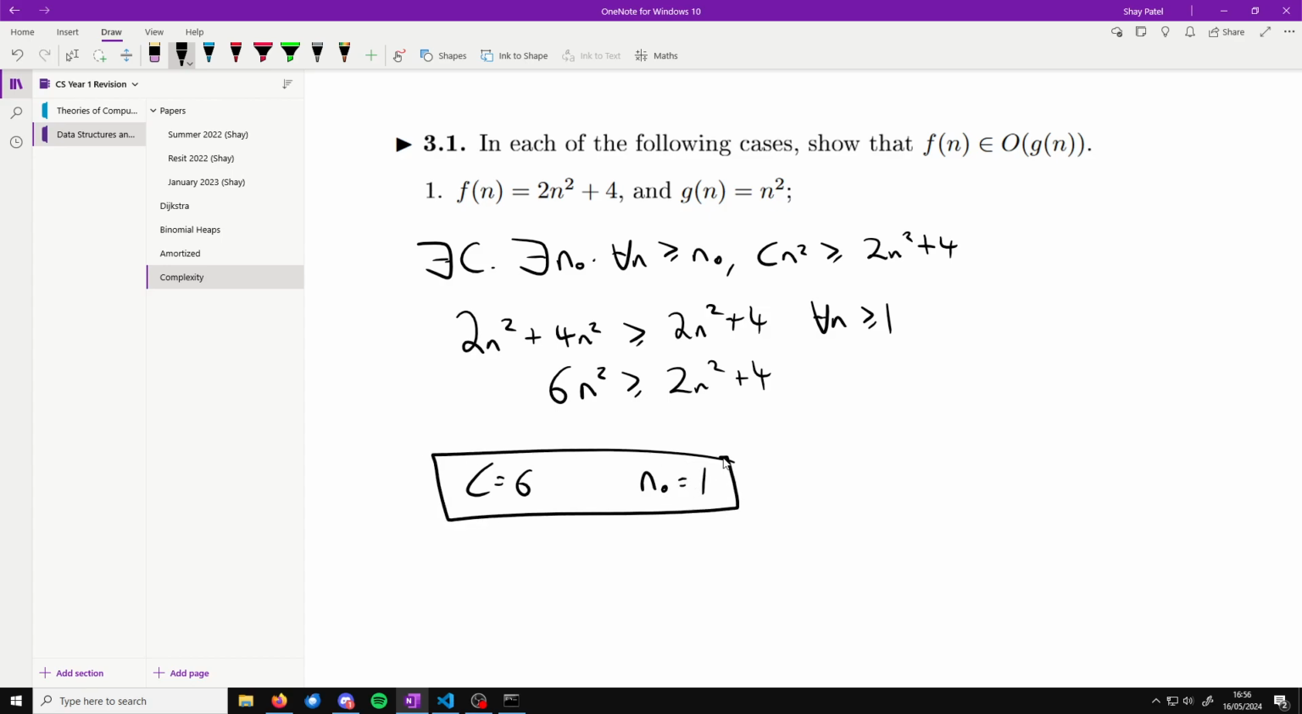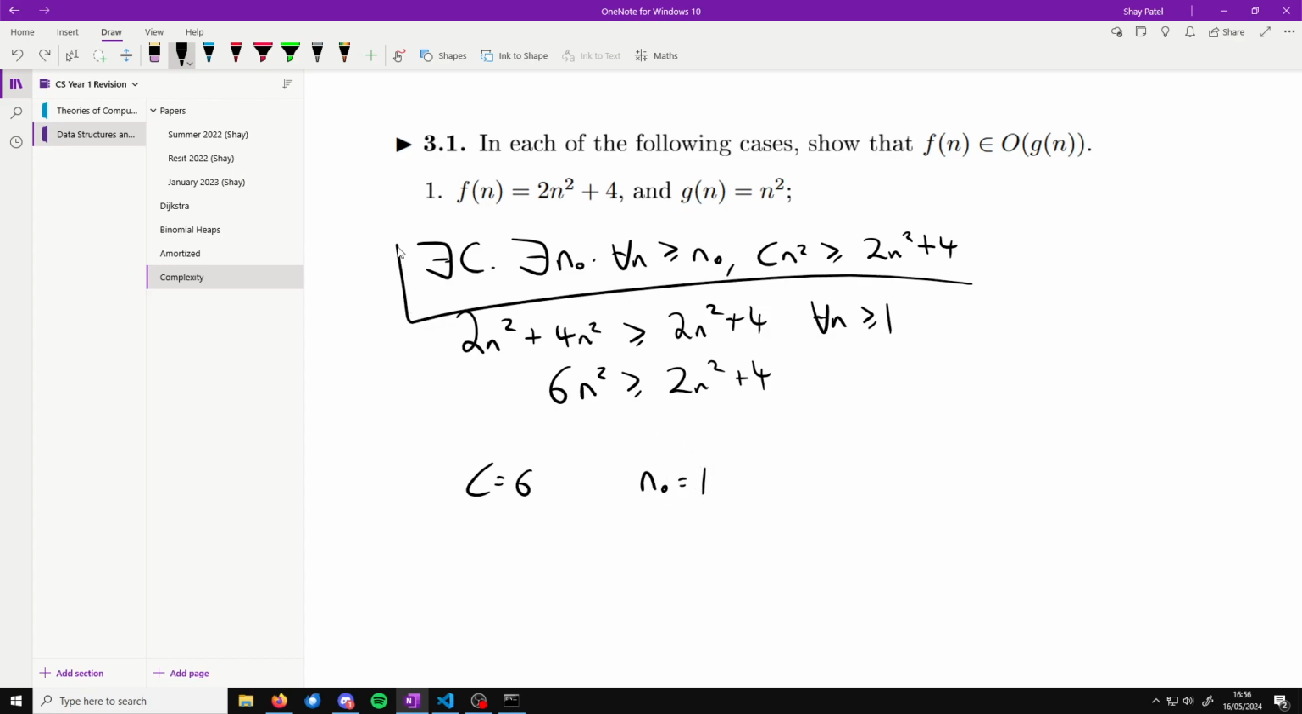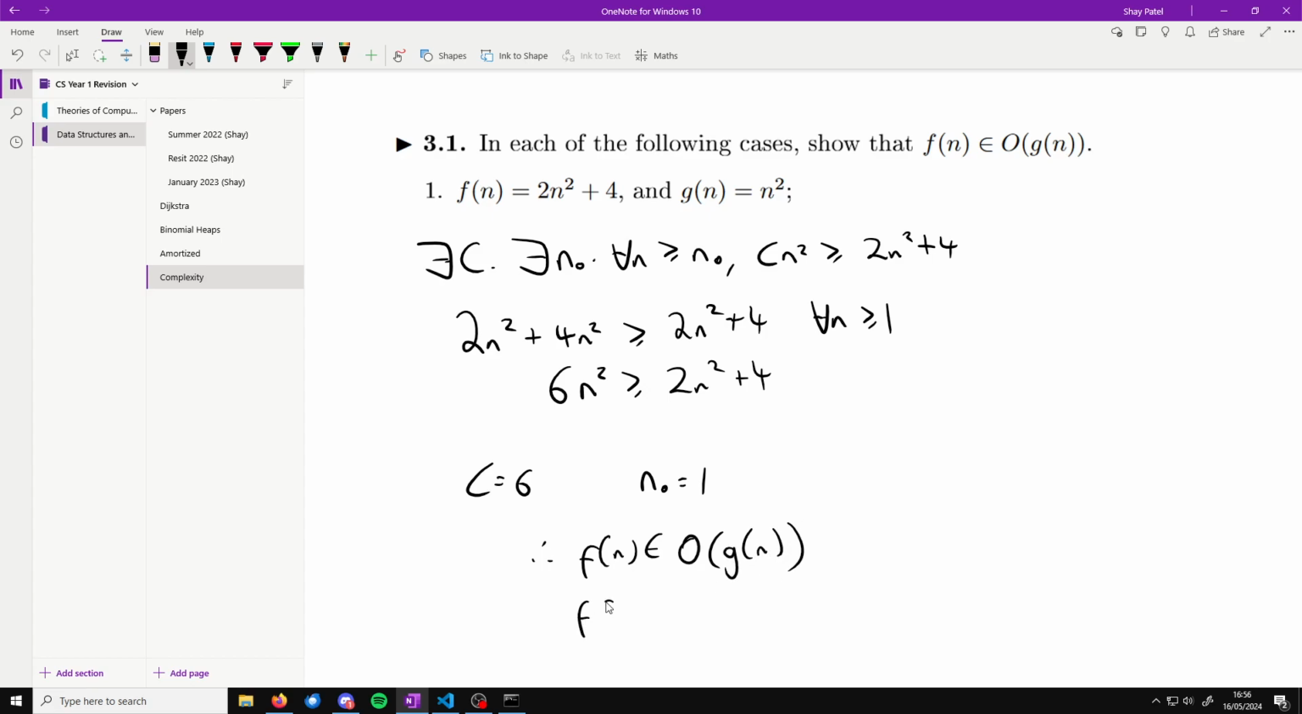And so we found two values for which this inequality holds. Therefore, f of n is in O of g of n. Or we've proved that 2n squared plus 4 is in O of n squared. Does that make sense in terms of big O? Let's have a go at one more question.